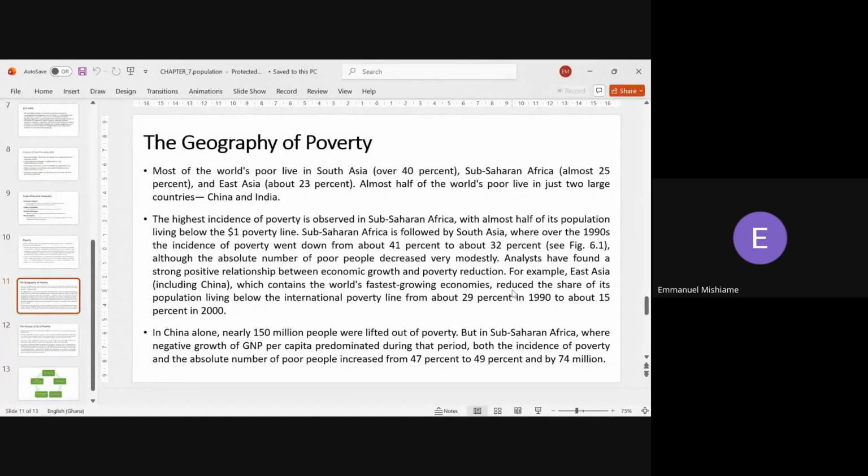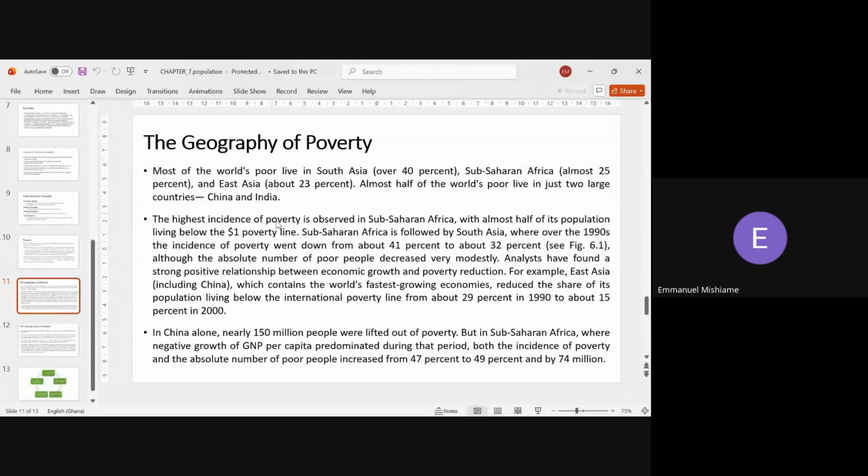So you get the implication as to why, even when we're talking about income inequality, we're saying that the larger the population, most often than not, the higher the levels of inequality, and the higher the levels of inequality, the higher the levels of poverty. These two countries put together have the biggest share of the world's population.